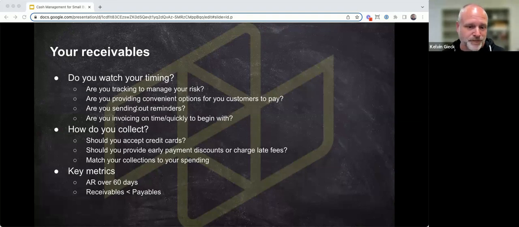And in a similar vein to this, when we're looking at AR and how we could be collecting things, or the collection process in general, we should be thinking about providing discounts for early payments. This is a common practice for larger companies. A company's payable term might be 30 days, but if a customer pays earlier, they might receive a 5% discount, something to that effect.